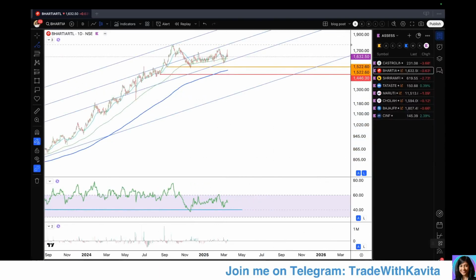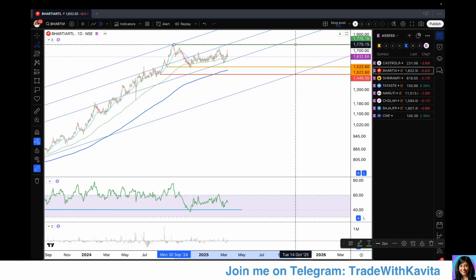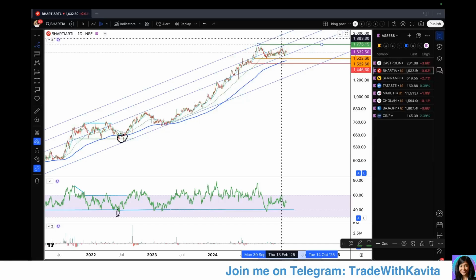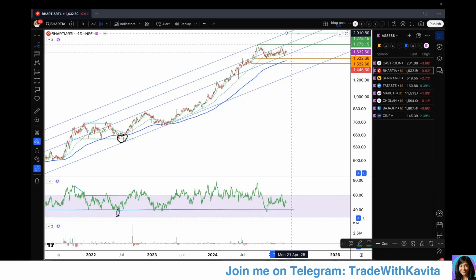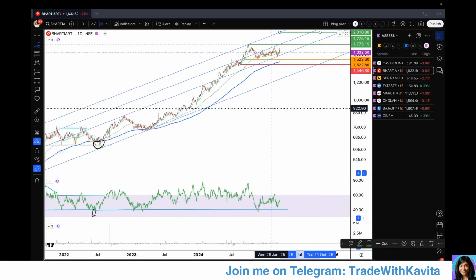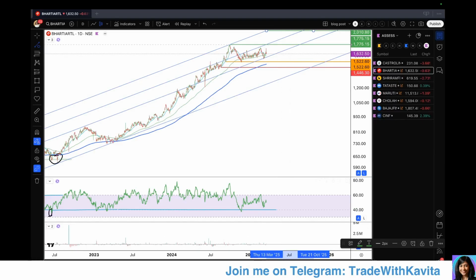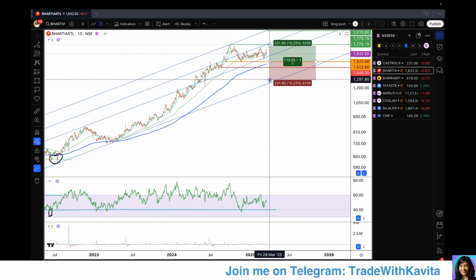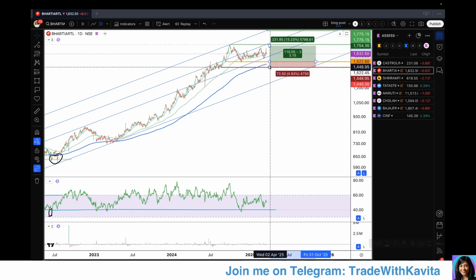Now, if we do see an uptrend here, I would expect this to be the minimum target, right? This would be the first target, that is 1775. And beyond that, if the price does continue, then we might expect the level of 2010 also to get achieved. But that would be a little, I would say, optimistic for us. So we'll not go there yet.